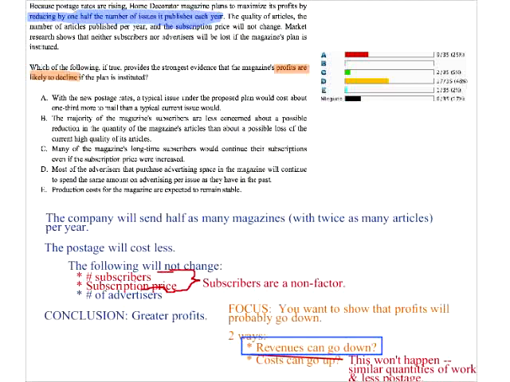So with the new postage rates, a typical issue would cost 1/3 more to mail. So let's examine how this would work. If the postage rates per issue go up, so you have 1 1/3 times the old postage rate, but you only have half as many issues. So 1 1/3 times a half is only 2/3 of your original postage cost.